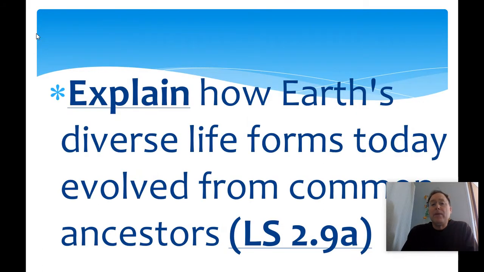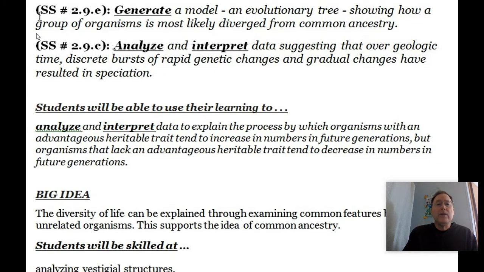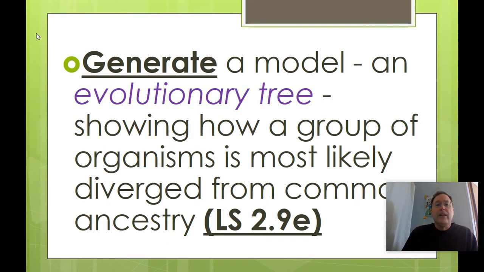Now, you might be able to do this and talk to me about how all the life that we see today, right? Rhinos and whales and bacteria and fungus and petunias, how they all came from common ancestors. But we're going to be studying this, and I'm going to give you some tools in order to make a coherent argument. There's a second state standard way up there at the top, State Standard 2.9e. Let me go to the next slide. We can read it. It says that you're going to have to generate a model, an evolutionary tree, showing how a group of organisms most likely diverged from common ancestry.